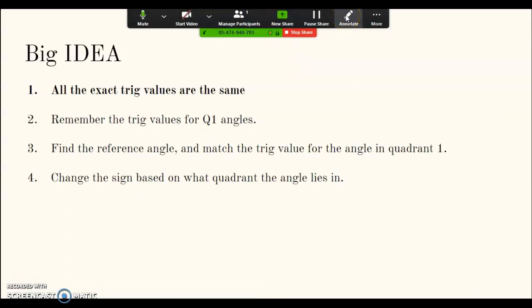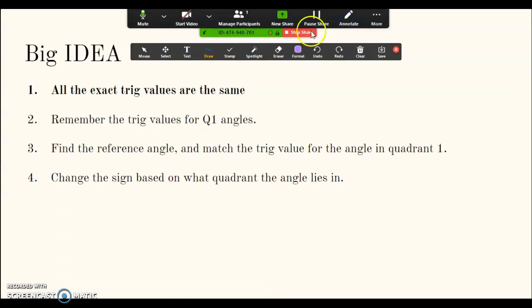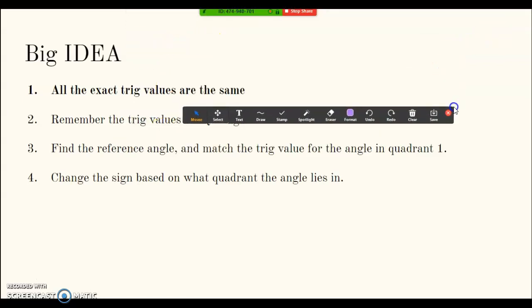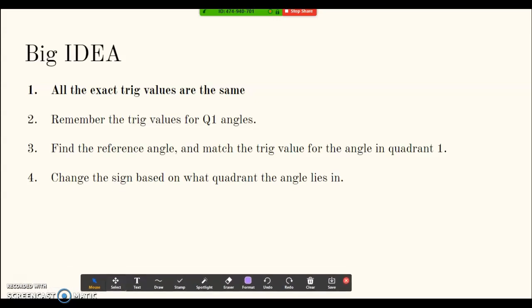Okay, so let's talk about the big idea when we're finding exact trig values. Number one, all exact trig values are the same. Number two, you just need to remember the trig values for quadrant one angles. As long as you remember those trig values, you know all of the exact trig values.